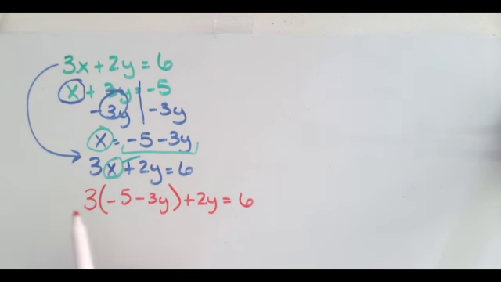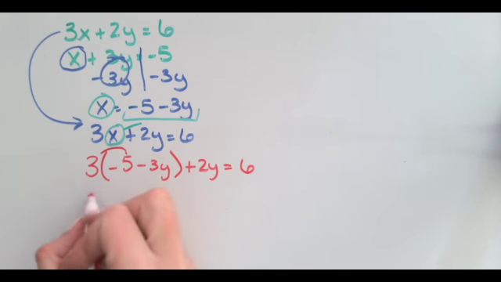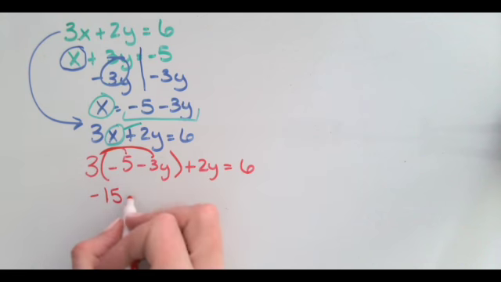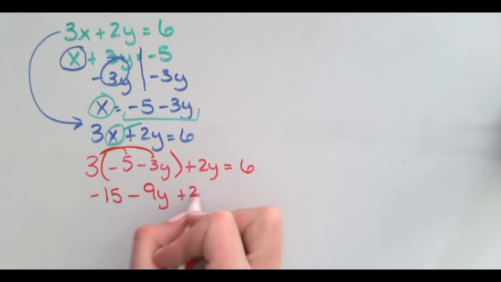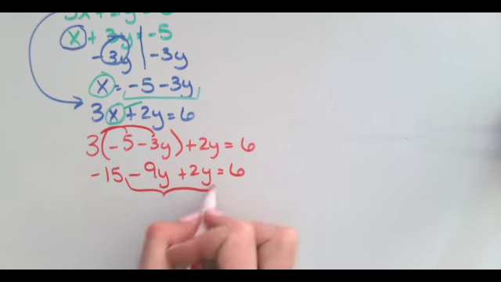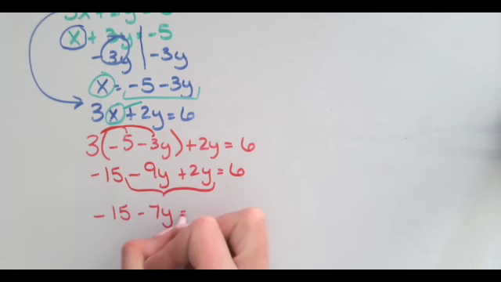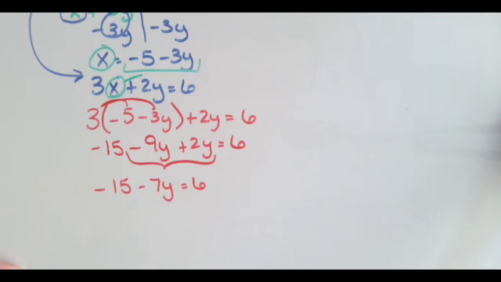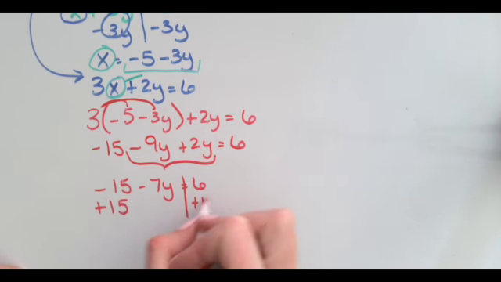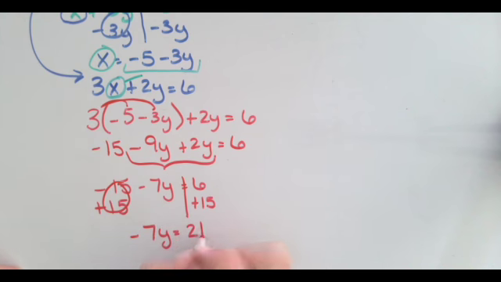I then solved that equation like a one-step equation. I first distributed. I got negative 15, negative 9y plus 2y was equal to 6. I then noticed I had some like terms that I had to combine. So I had negative 15 minus 7y was equal to 6. I then noticed I needed to move the 15 to the other side using the opposite operation. So I added it since it was negative. Since that zeroed out, I ended up with negative 7y was equal to positive 21.